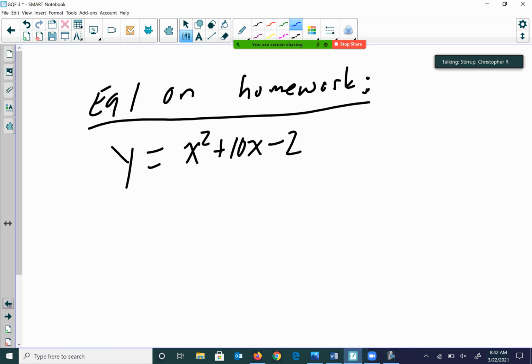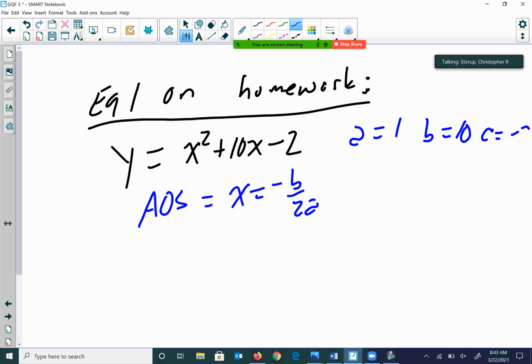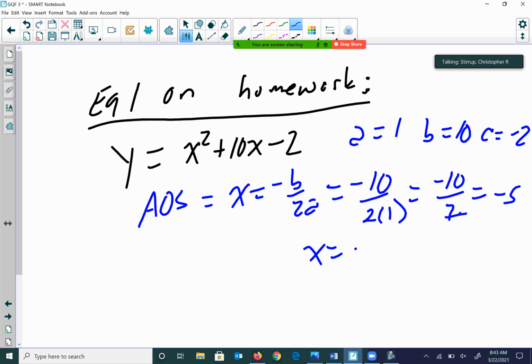Let's see. Equation number 1 on homework. So this one is not going to graph, but let's just find a few things. Let's find the axis of symmetry first, which is x equals negative b over 2a. My a value is 1, my b value is 10, my c value is negative 2. So I'm going to get negative 10 over 2 times 1. So I'd get negative 10 over 2. So that's negative 5. So my axis of symmetry would be negative 5.